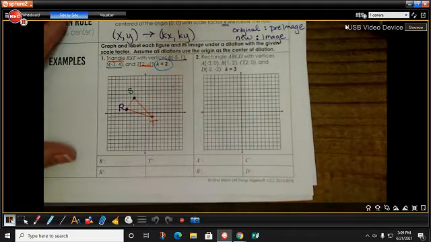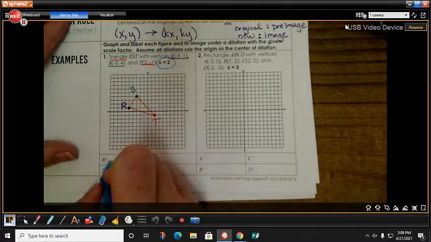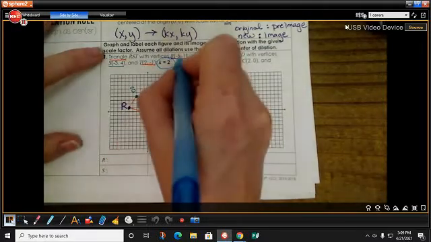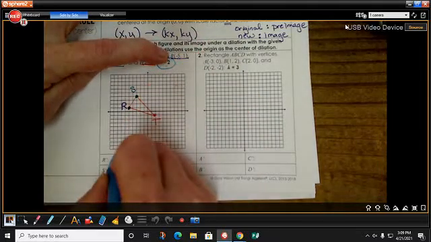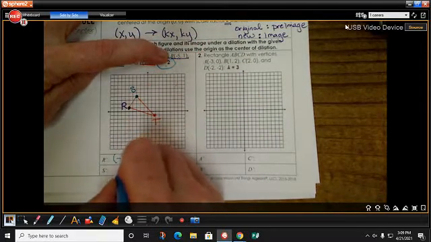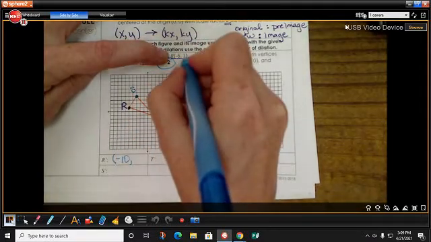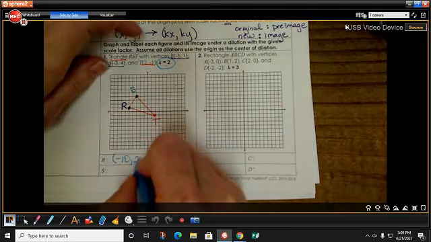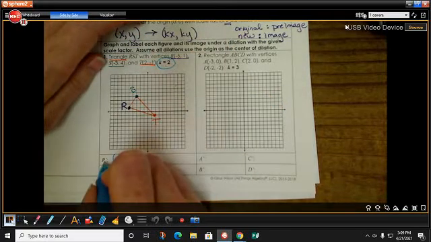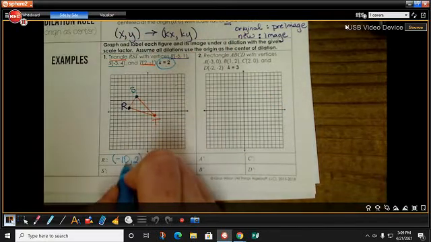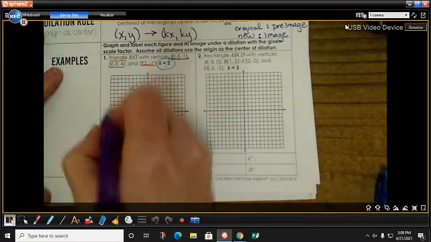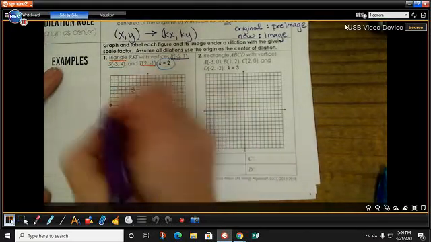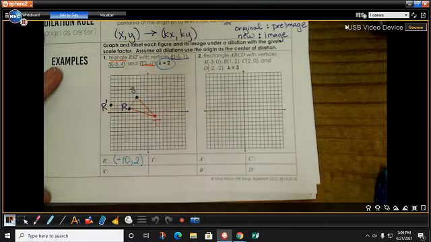So that means all of these numbers are going to get times by 2. So R prime is going to take my point R and double everything. So -5 times 2 will be -10, and 1 times 2 will be 2. So the image of R is going to be at -10, 2. So I'm going to take R here and go out to -10, 2, and that is my R prime.